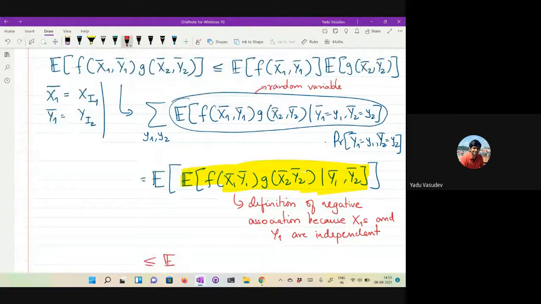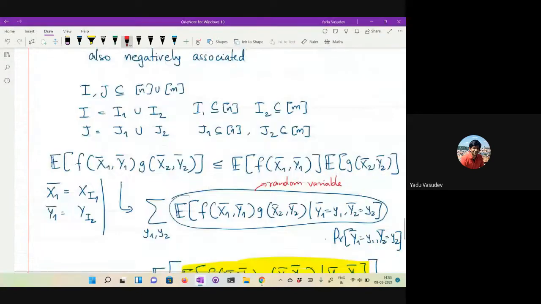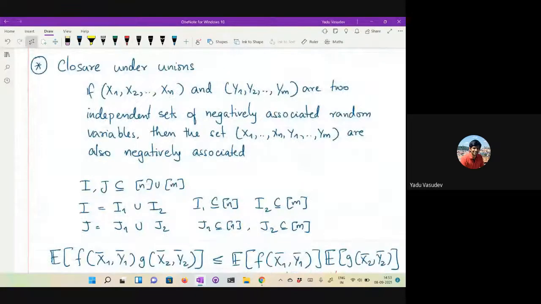So this I will just leave it for now. If you want, I suggest that you try it. Otherwise, I'll write it down and send it to you. It's just some calculation to do, but nothing too complicated. It's just working with these definitions. But it's not very hard to believe, at least. If you take negatively associated random variables and they are independent, you combine them, then you will again get negatively associated random variables. Any questions on this?